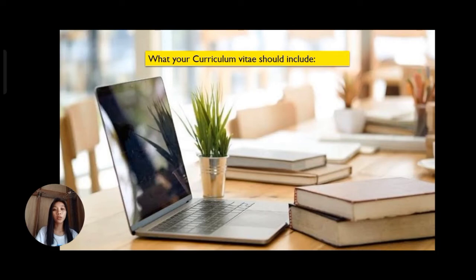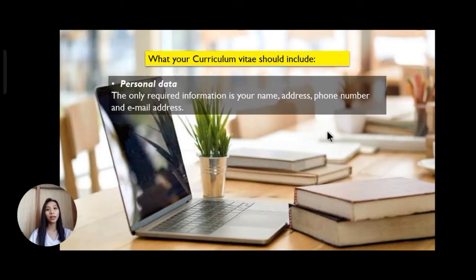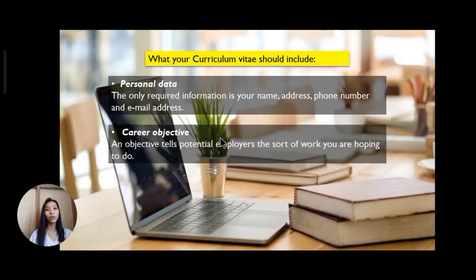Now we will tackle what your CV should include. First is your personal data. The only required information is your name, address, phone number, and email address. Now this personal data or personal information is what makes you an identified person.